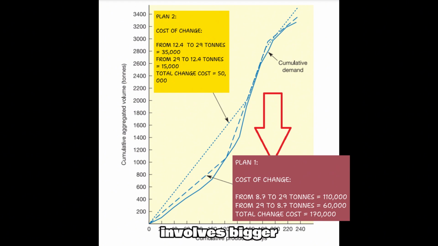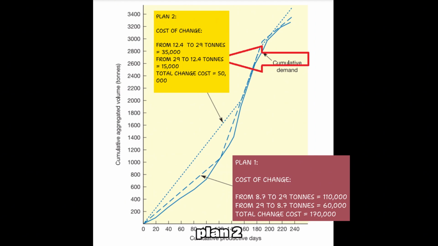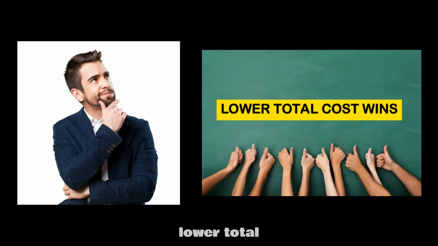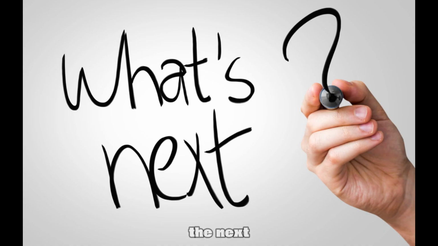Plan 1 involves bigger capacity changes resulting in higher cost, but it keeps inventory cost low since production closely matches the demand. Plan 2 sacrifices some of the inventory cost advantage but saves more on capacity change cost. Hence, when we are going to choose which would be the better plan, you have to look at which plan has the lower total cost over the other. Alright? The next section of our discussion will focus on queuing theory.